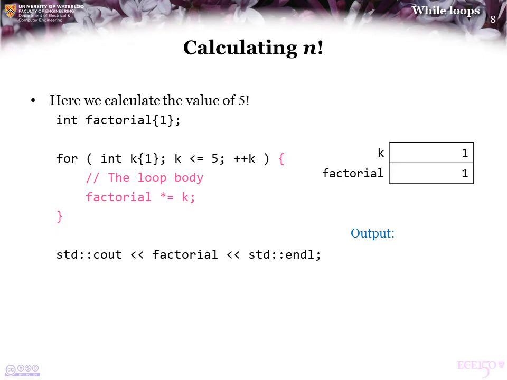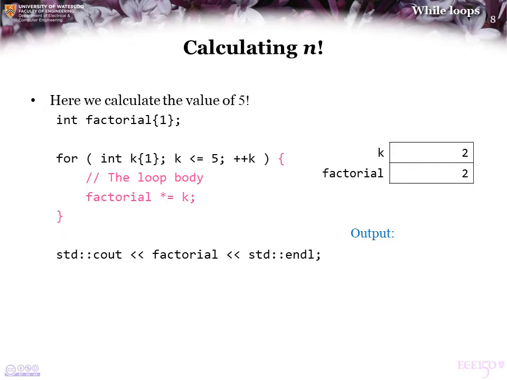So, k is declared and initialized to be 1. K is less than or equal to 5, true, so we multiply factorial by 1. Well, I think we just wasted our time, but c'est la vie. We then increment the value of k. The condition is still true, k is less than or equal to 5, and therefore we multiply the local variable factorial by 2, and therefore factorial is now 2.